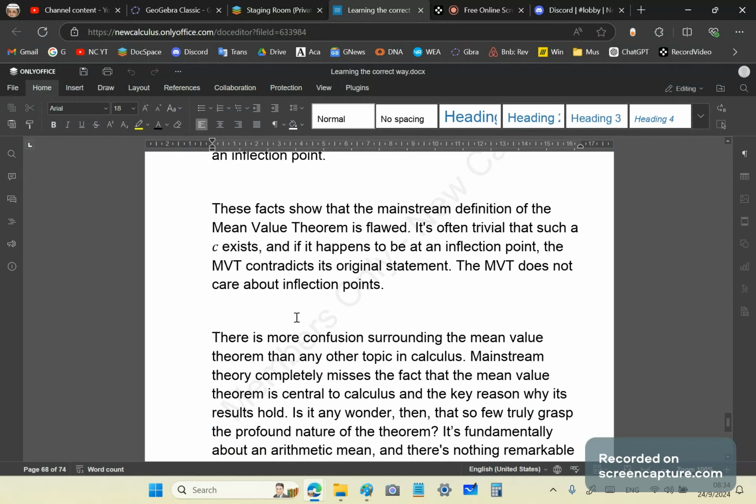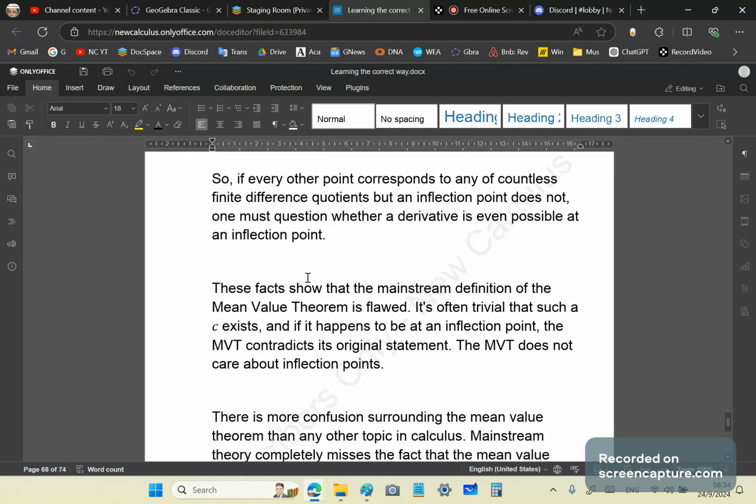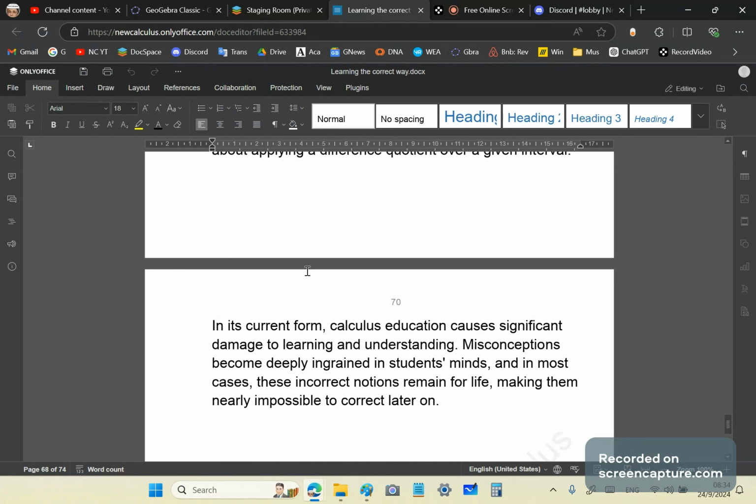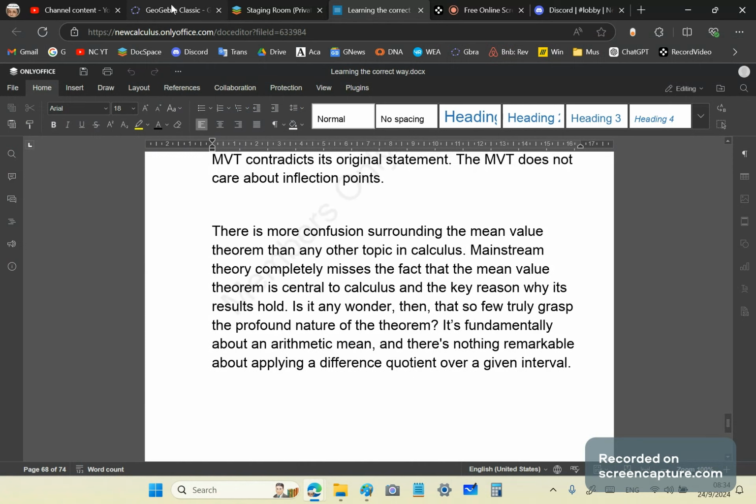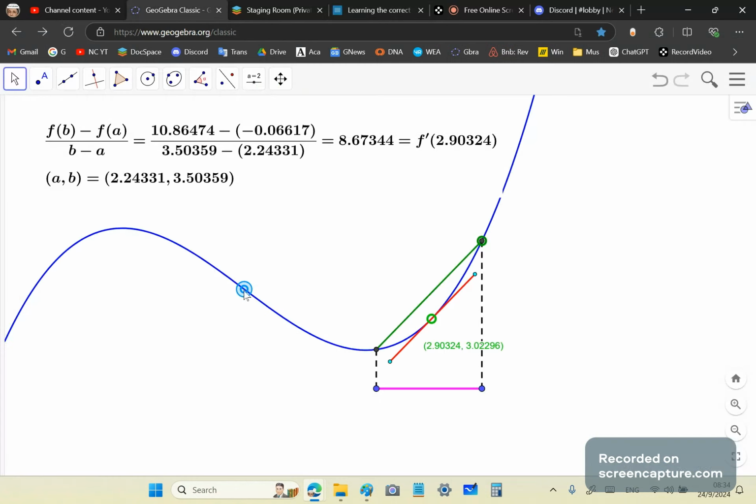It's often trivial that such a C exists. And if it happens to be an inflection point, the MVT contradicts its original statement. Okay, why does it contradict its original statement? Because the MVT says that it's differentiable over AB. So if it's differentiable over AB, there must also be, at this inflection point, a difference quotient. There isn't.